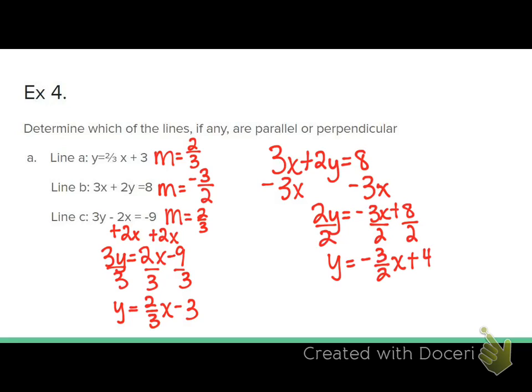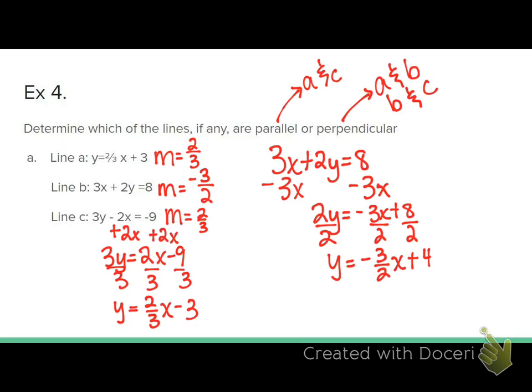Okay. All right. So which lines are parallel? A and C are parallel. Which ones are perpendicular? A and B, or A and C. I mean B and C.